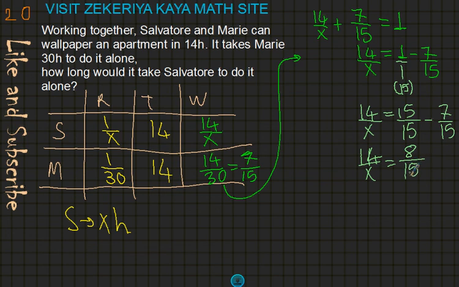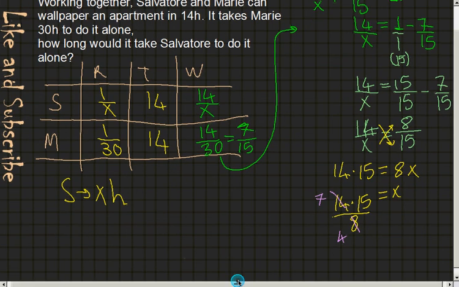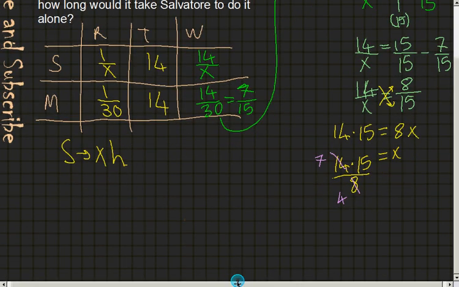So to find x we will do cross product. 14 times 15 equals x times 8, which is 8x. So to find x, I must divide this product, 14 times 15, by 8. To do it easily, I can simplify 8 and 14 by 2. 14 divided by 2 is 7. 8 divided by 2 is 4. Let's move the page down. Right now I must do the product because I cannot simplify it anymore.